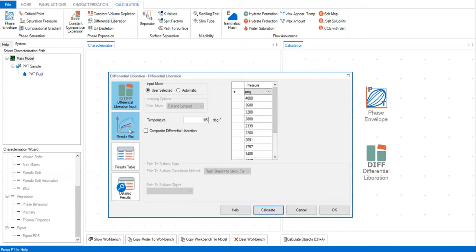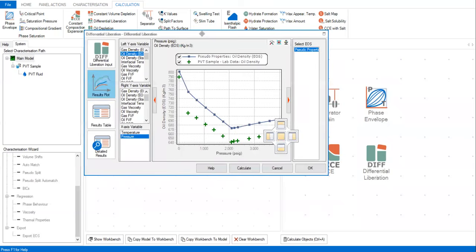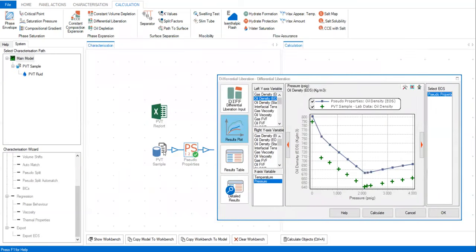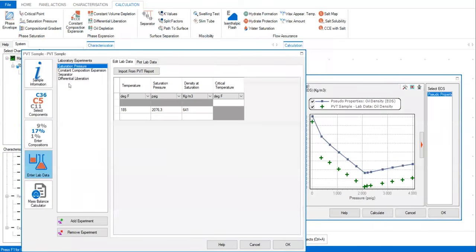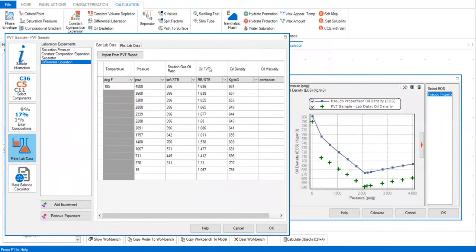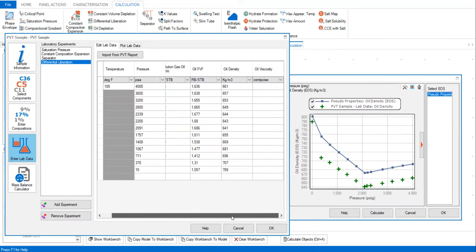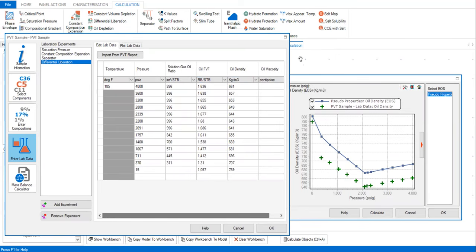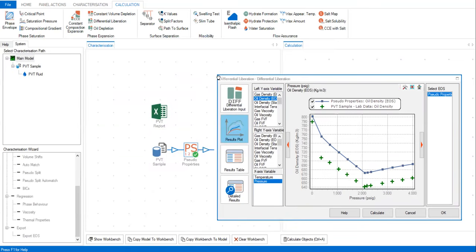Done. You see now these are active, the results plot, table and detailed results. Here you go. So by the way, maybe we can check this sample first. Let's see what we have in the difflib. So we have GOR, solution GOR, formation volume factor, as well as density. We will see the quality for those three. Okay, so click on OK. Currently, we are looking at the density.